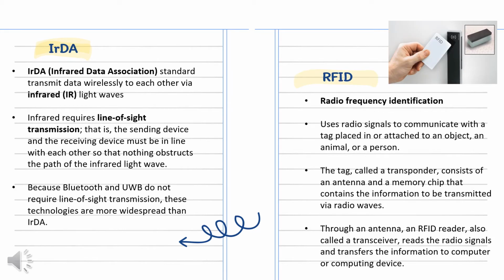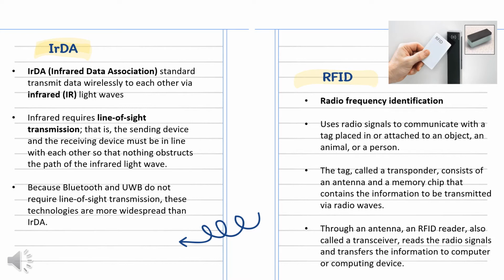IrDA. The IrDA, or Infrared Data Association standard, transmits data wirelessly to each other via infrared light waves. Infrared requires line of sight transmission. That is, the sending device and the receiving device must be in line with each other so that nothing obstructs the path of the infrared light wave. Because Bluetooth and UWB do not require line of sight transmission, these technologies are more widespread than IrDA.